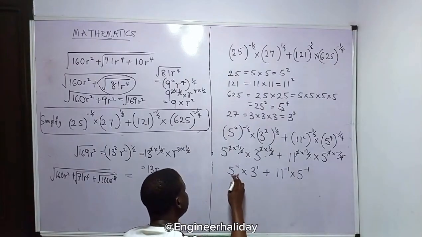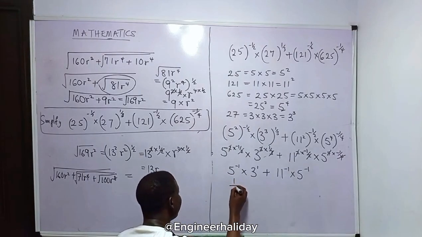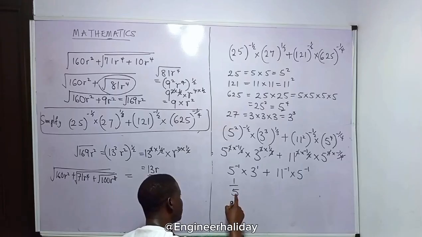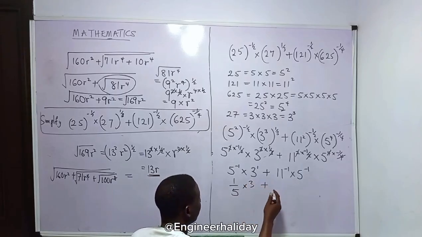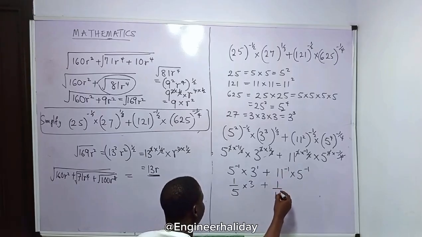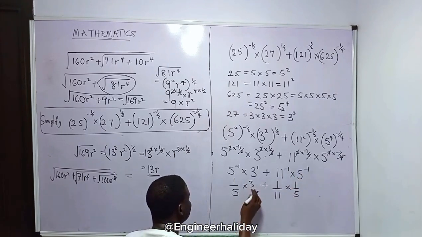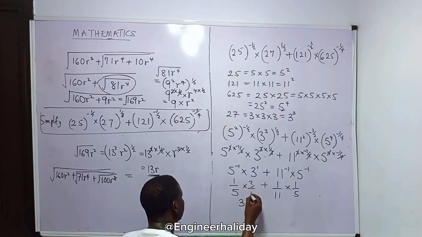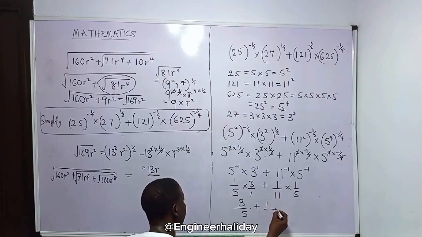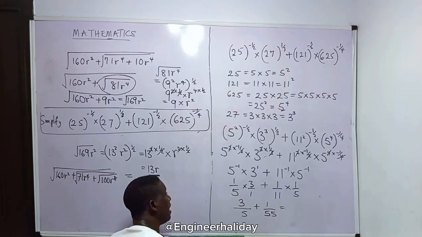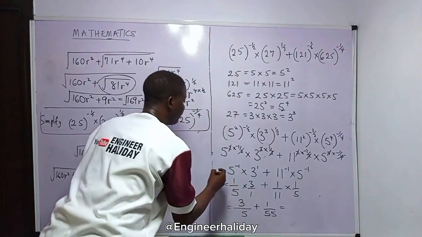Now what we want to have is this one now will give us 1 over 5. Anything raised to a negative power, we can change it to a fraction. Times 3, plus this one can also be 1 over 11, times this one can be 1 over 5. So what is it? This one now going to give us 3 times 1 is 3, 5 times 1 is 5, plus 1 times 1 is 1, 11 times 5 is 55.